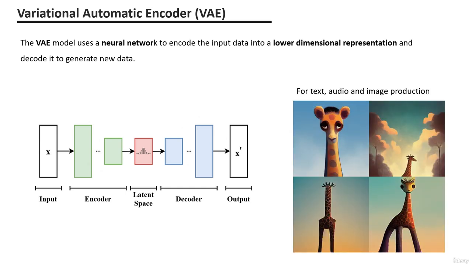These models, like GAN models, are typically used in applications such as text, audio, and image production. They are especially effective in creating new content. However, they can also be applied to other tasks, such as anomaly detection and data compression. We have an example here where these VAE models have been used to generate new images from data. As we can see, they have generated images similar to the original one, but with variations.